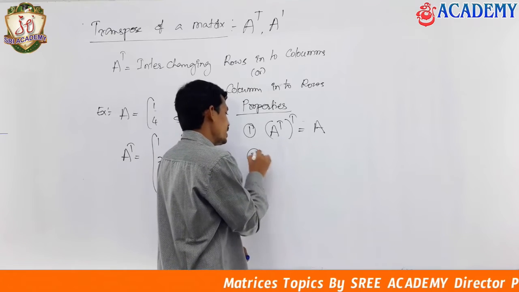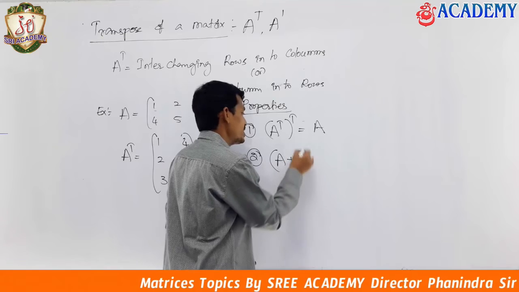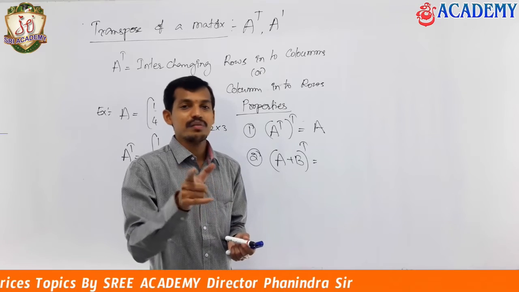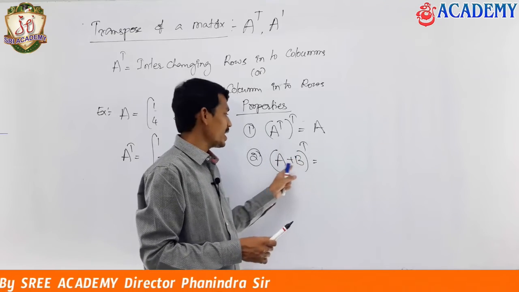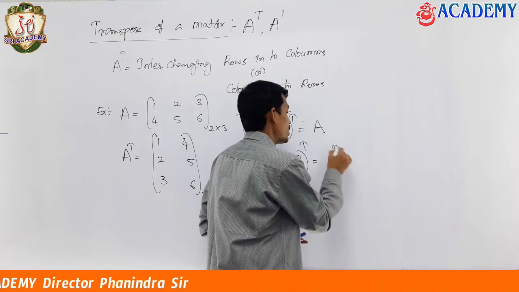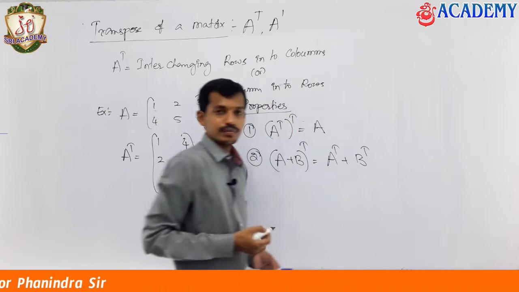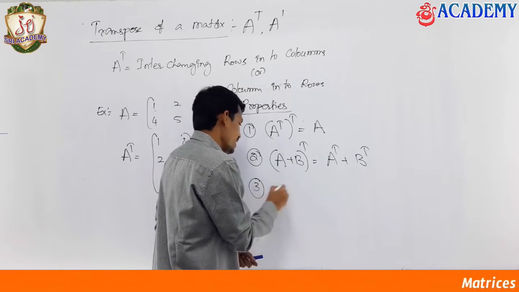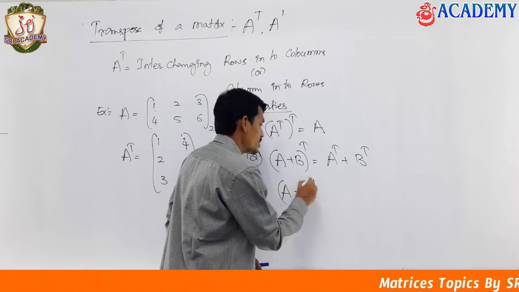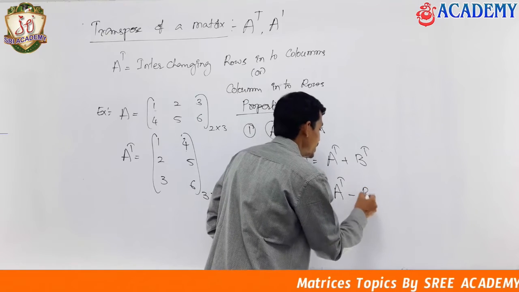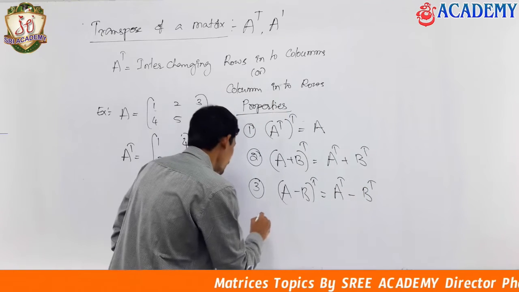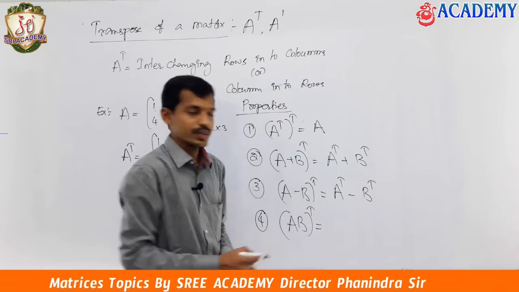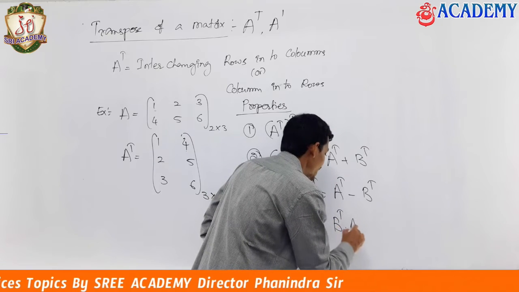And one more: A plus B whole transpose. If you add two matrices A and B, you will get A plus B as one matrix. The transpose of that matrix, by using A and B, we can say is A transpose plus B transpose. If minus is there, no problem, don't get confused: A minus B whole transpose is A transpose minus B transpose. And one more very important property: AB whole transpose equals B transpose into A transpose.